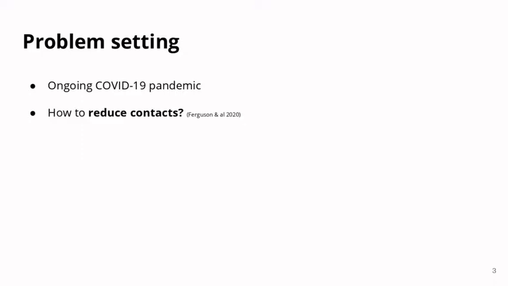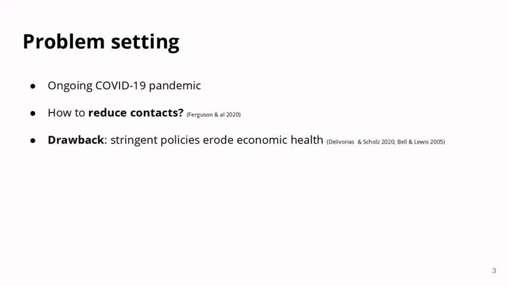So the problem setting, as you may infer, is the ongoing COVID-19 pandemic that as of today has had more than 100 million contaminated people and more than 2 million deaths across the world. Initially, the main strategy was on how to reduce contacts, especially when we didn't have any specific treatment or vaccine to treat this disease. The drawback of this strategy is that stringent policies, firstly, erode economic health because they change the normal setting compared to a pre-pandemic state, for example.